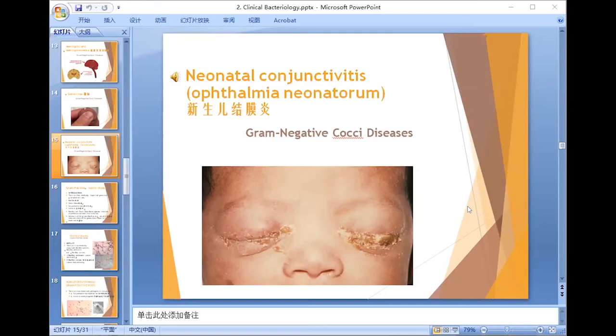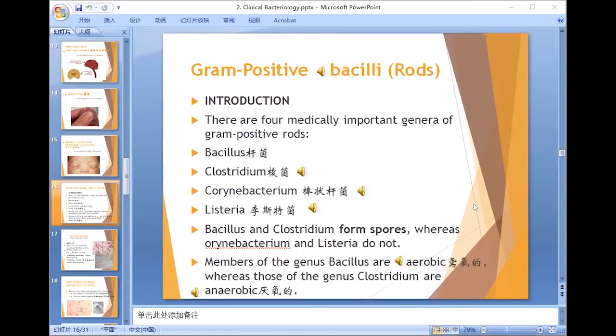And some of them maybe cause newborn babies' conjunctivitis. That means it happens outside of the eyeball, in the conjunctival area and even the eyelids. There is infection and swelling there. You see the newborn baby couldn't even open the eyes.